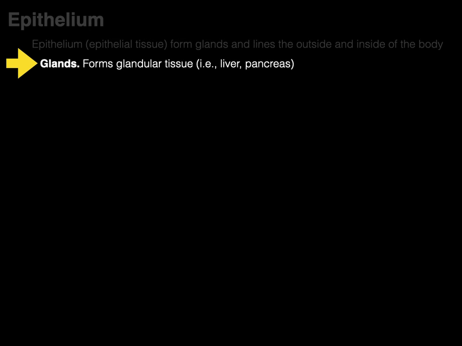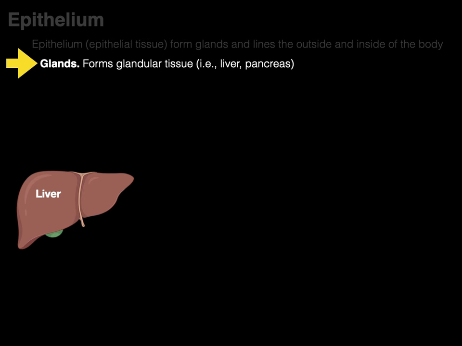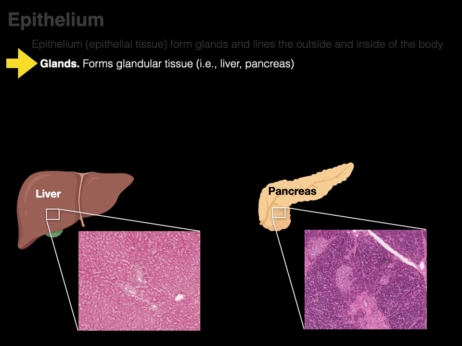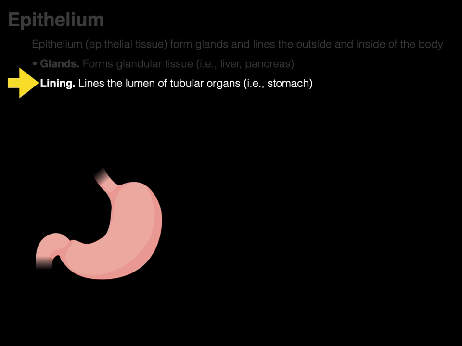So glands, so any glandular tissue in the body, like your liver and pancreas. There's your liver. If we take a little section, all of those red things you see in there are epithelial cells. What about the pancreas? We take a picture of that. All those are epithelial cells. Epithelium forms glands and also is lining.